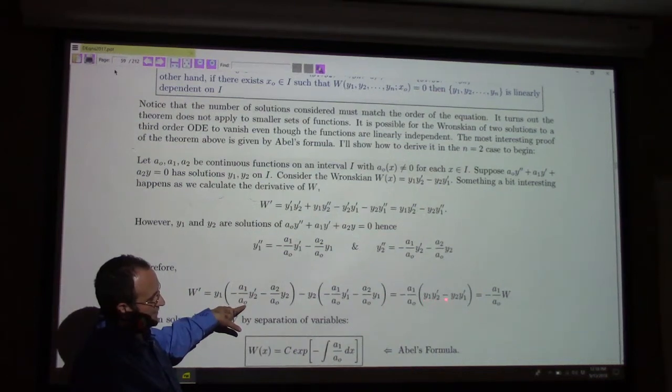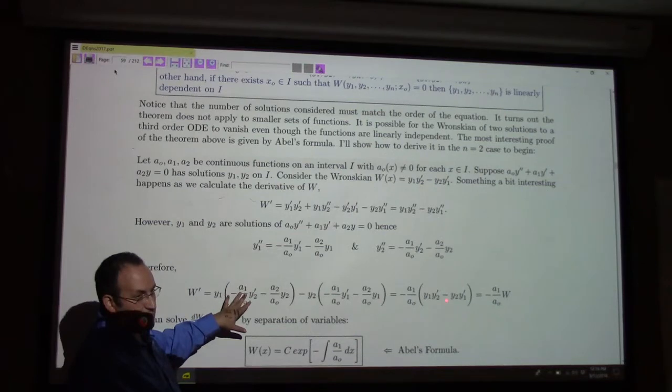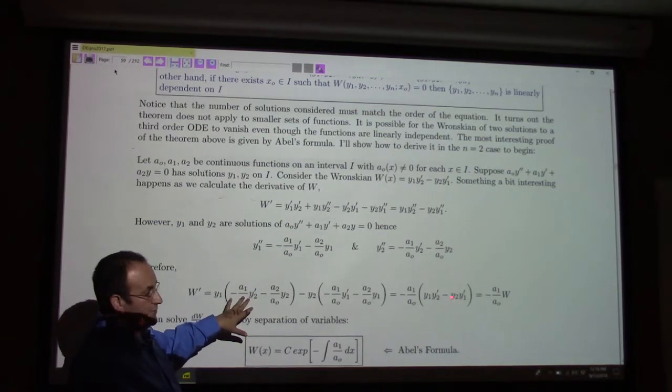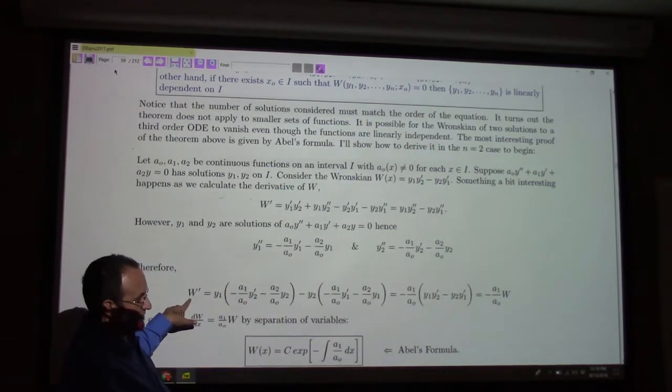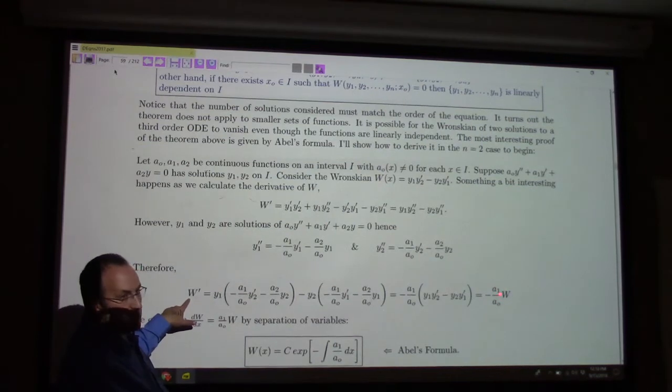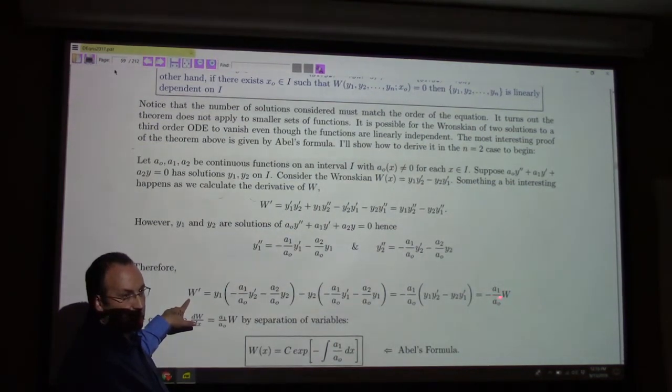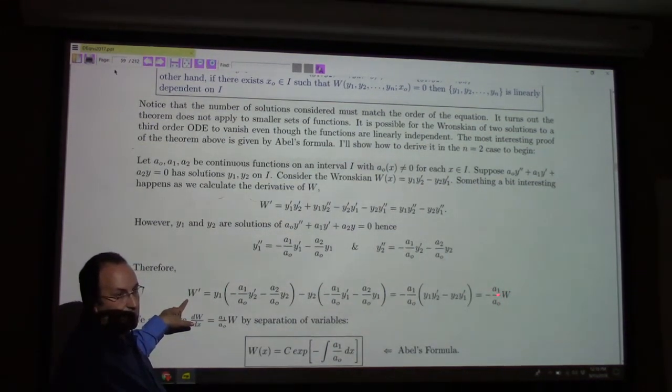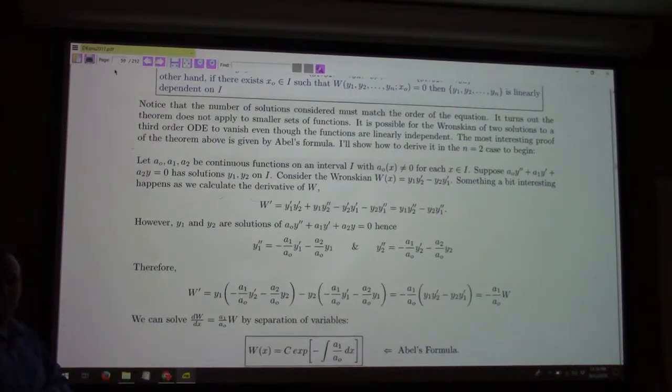y1 y2 prime minus y2 y1 prime, but this is exactly the Wronskian. So what we've just shown is that the derivative of the Wronskian is equal to the ratio of the coefficient functions, minus a1 over a0, times the Wronskian again. But this is the kind of differential equation you guys are solving on your quiz right now. It's a first-order differential equation in the Wronskian. We can separate and integrate to solve that.